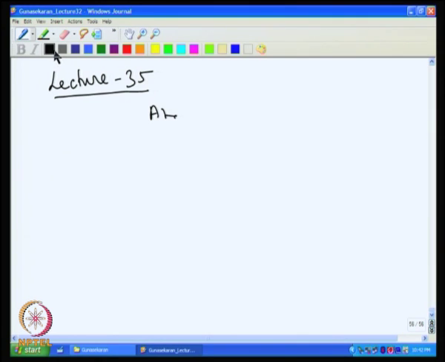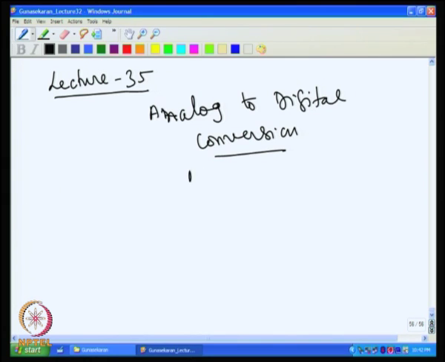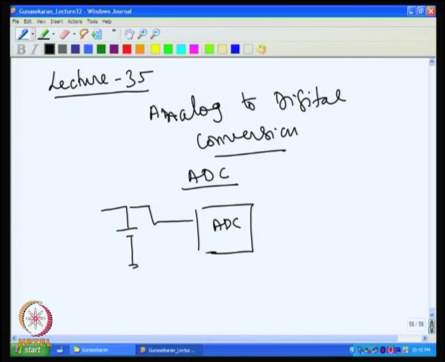Our topic would be analog to digital conversion. So basically we call it ADC. Now basically what is done is that we have an analog voltage, and then that voltage has to be converted into digitized form. So essentially this is given to the ADC, and then the output comes in digital form. Say for an 8 bit converter, you will have 8 lines of digital bus.